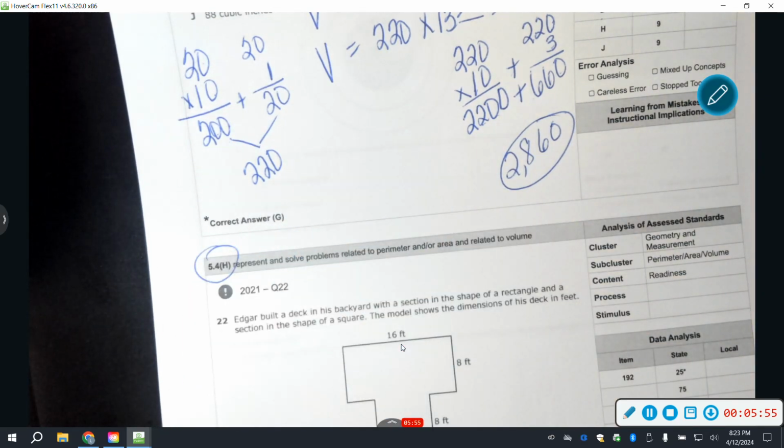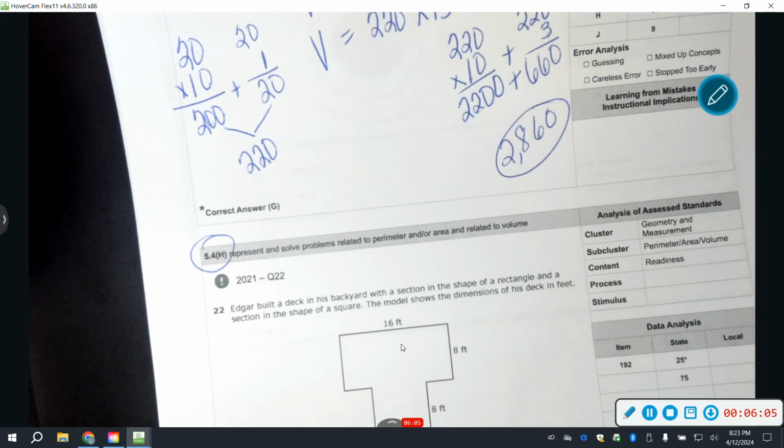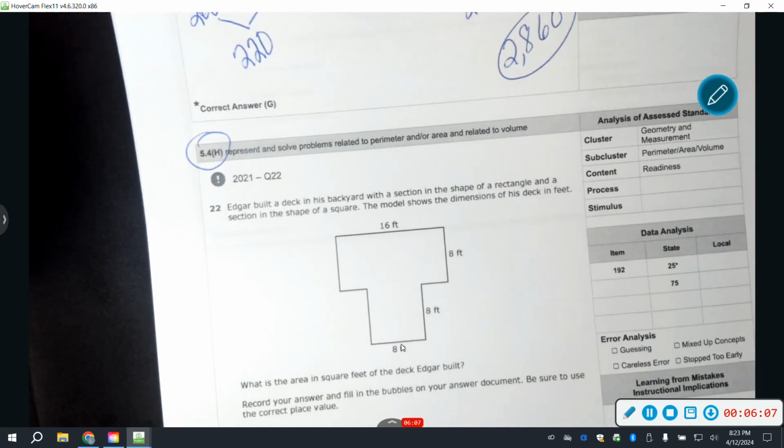Edgar built a deck on his backyard with a section in the shape of a rectangle and a section in the shape of a square. The model shows the dimensions of his deck in feet. Ooh, this is different than our volume problem. This is different because it didn't ask us about volume, and this is a flat shape. Volume is going to be 3D, okay? So what is the area in square feet of the deck Edgar built?